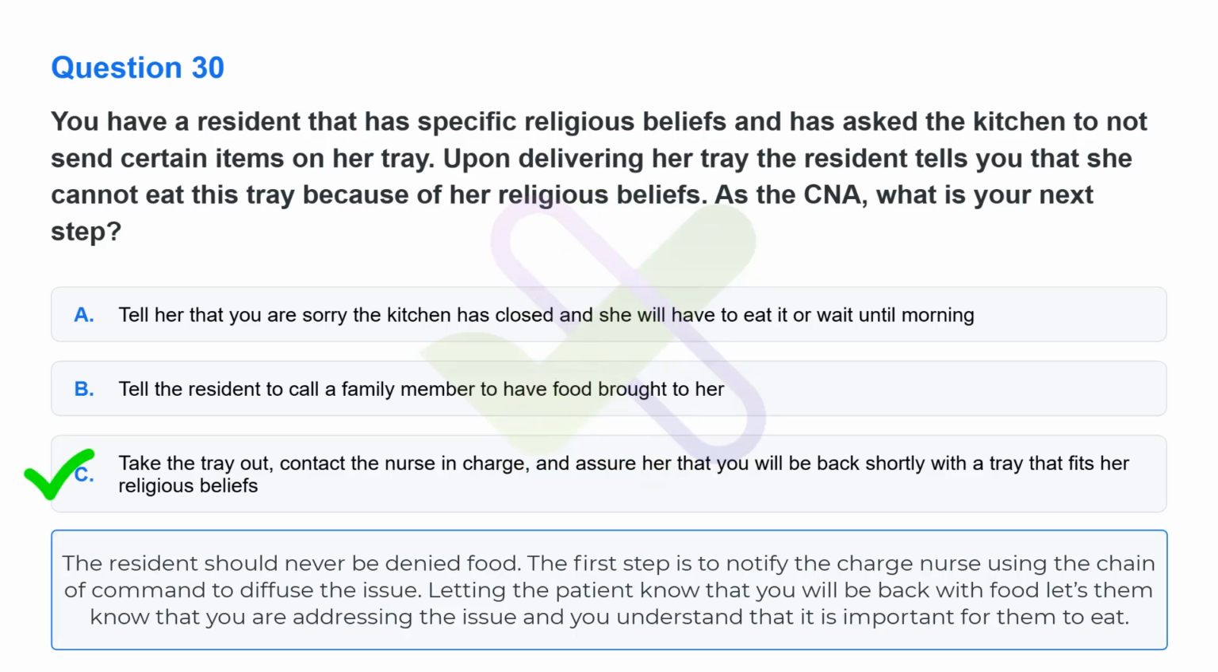Correct answer, C. Take the tray out, contact the nurse in charge, and assure her that you will be back shortly with a tray that fits her religious beliefs. The resident should never be denied food. The first step is to notify the charge nurse using the chain of command to diffuse the issue. Letting the patient know that you will be back with food lets them know that you are addressing the issue and you understand that it is important for them to eat.